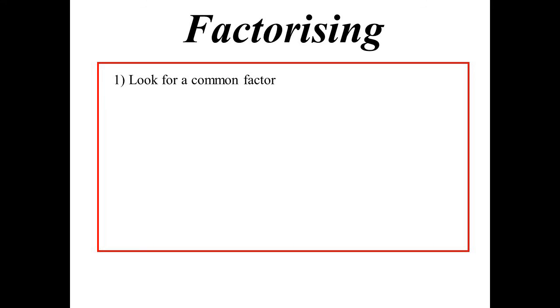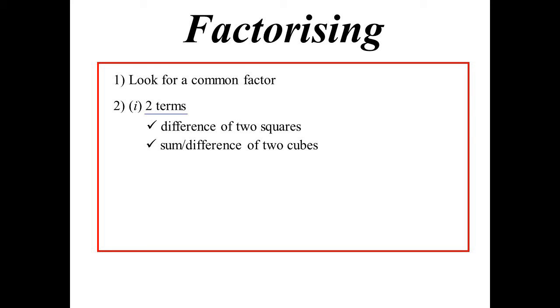Once you've done that, the number of terms that are there usually determines what type of method you use in the approach. So if I've only got two terms, things I'm looking for is difference of two squares. That's something that usually ends up with two terms. Sum and difference of two cubes.